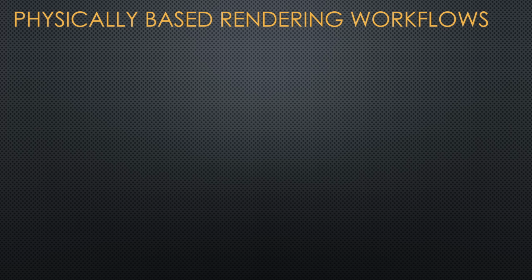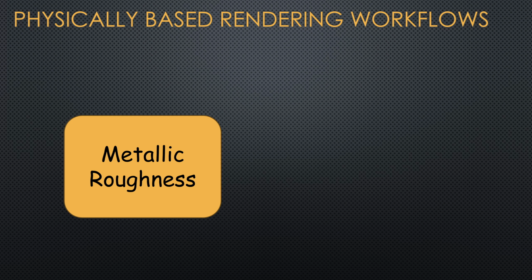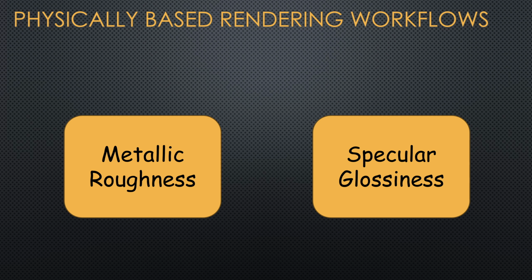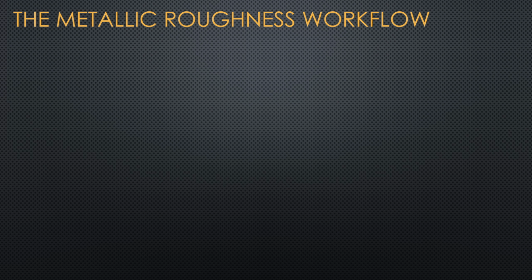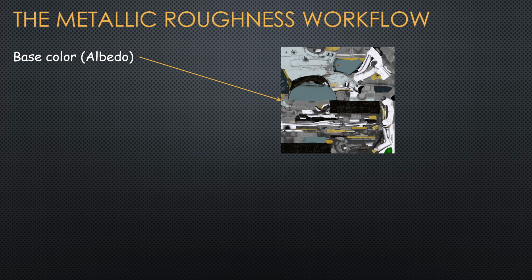There are two major workflows in PBR, metallic roughness and specular glossiness. Due to time constraints, we will only be able to study the first of these. The metallic roughness workflow is based on three key textures or parameters. A base color map, also known as albedo. For non-metals or dielectrics, it stores the diffuse color, and for metals, it stores a specular color.